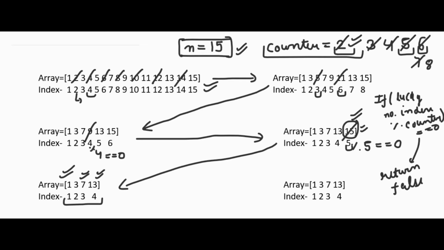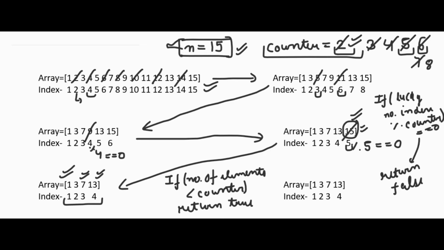This condition is: if the number of elements left in the array is less than the counter value, then we have to return true. That means the number that we are trying to find out whether it is lucky or not will never get deleted if we reach this condition. So let's see these conditions and write them on the next page.